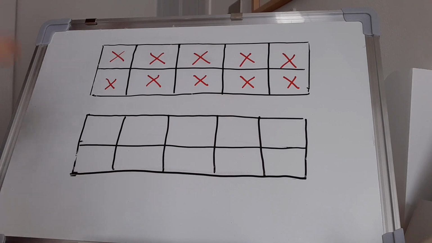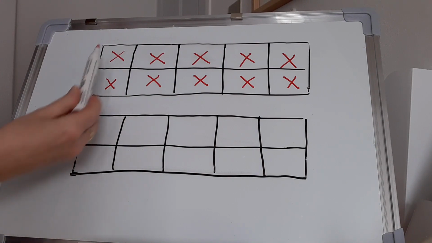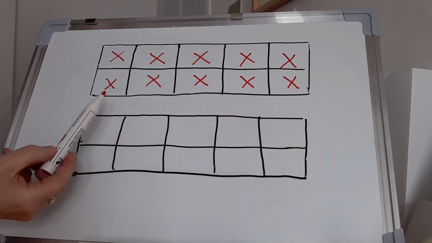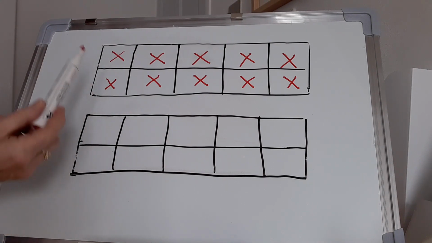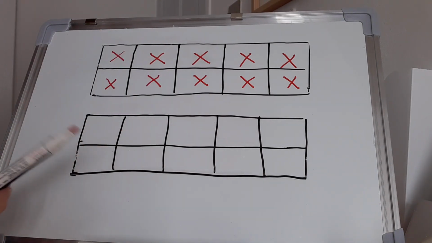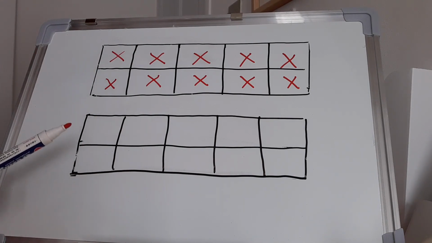Now, what's a bit different about today is that we are going to count on from 10. We're not going to worry about counting up to 10. We know we've got 10 crosses there because our first 10 frame is all full up. Now I wonder if we count on from 10, if we will find out how many spaces we have all together with both of our 10 frames.